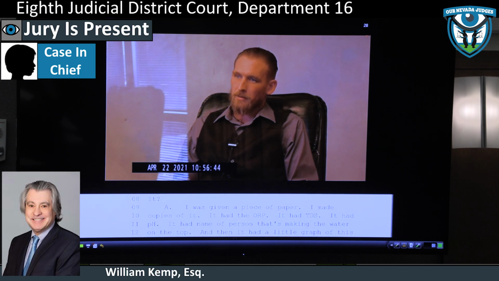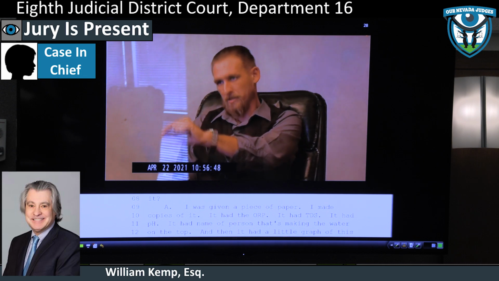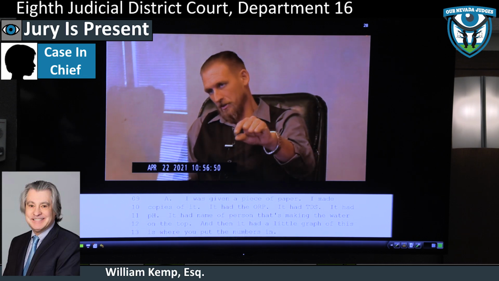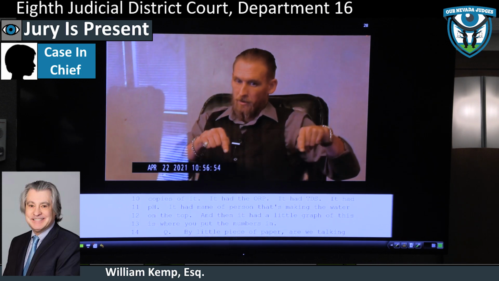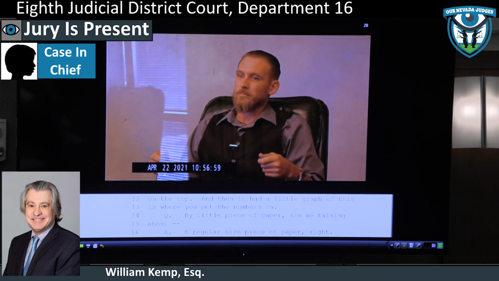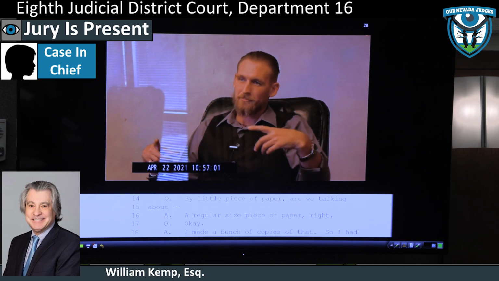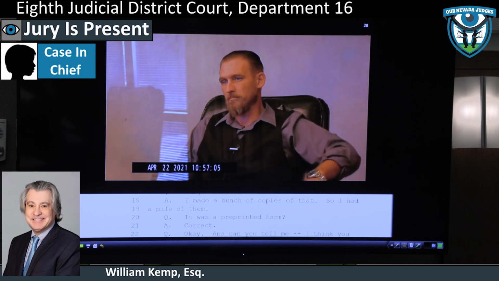I made copies of it. It had the ORP. It had TDS. It had pH. It had the name of the person that's making the water, all at the top. And then it had a little graph of this is where you put the numbers in. And by a little piece of paper, we're talking about a regular sized piece of paper, right? Okay. And I made a bunch of copies of that, so I had a pile of them. It was a pre-printed form.